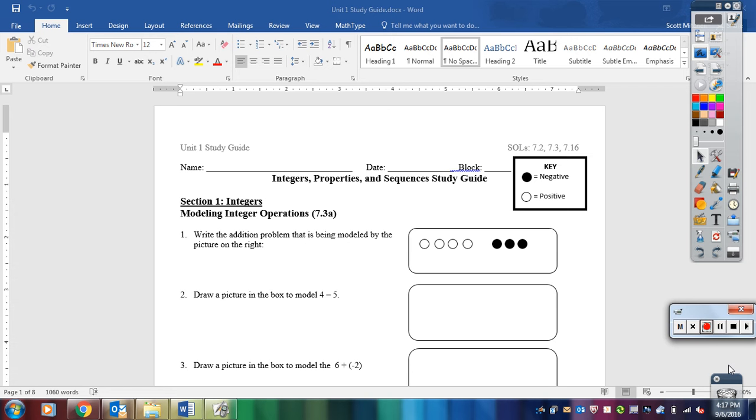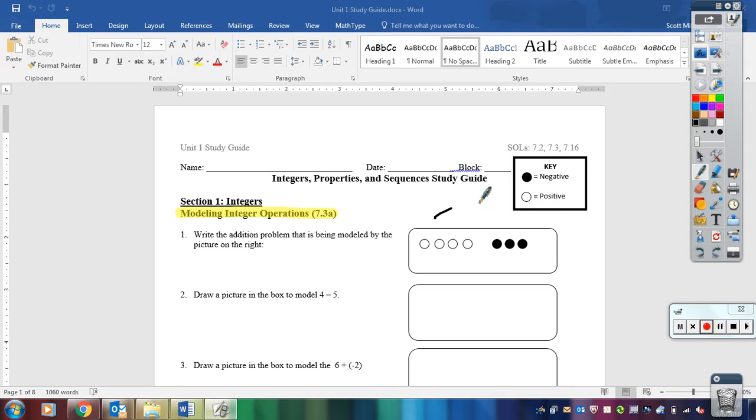This is the video of the Unit 1 study guide for Math 7. Section 1 is about modeling integer operations, so we're going to model the operations with integers. Remember that modeling and actually doing the work are the same thing. If you ever want to check to see if your model is correct, first determine if you got the correct solution when you simplify your expression. Then you'll know if your actual model is accurate.